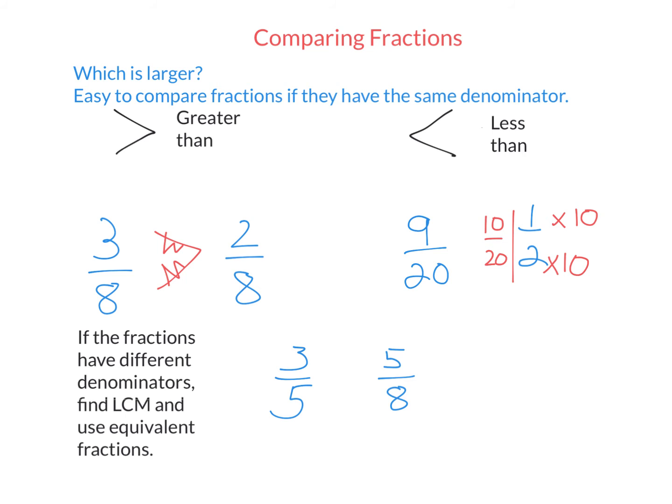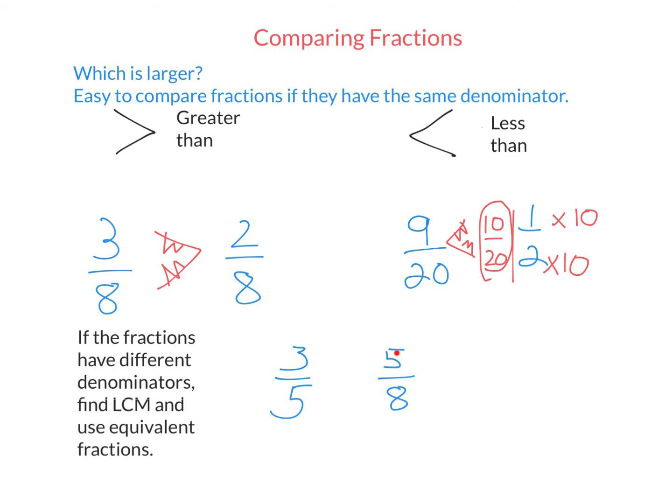So now I have two fractions with the same denominator, easy to compare. 9 over 20 is less than 10 over 20. So again, the crocodile's going to eat the larger number. This is the larger number. Crocodile eats it. Turns out 9 over 20 is less than 10 over 20. 9 over 20 is less than a half. So sometimes it gets a bit more tricky.